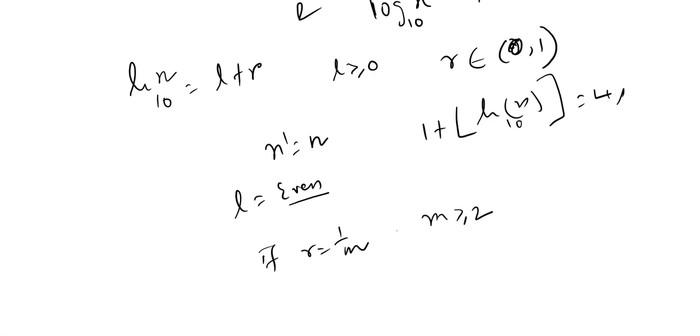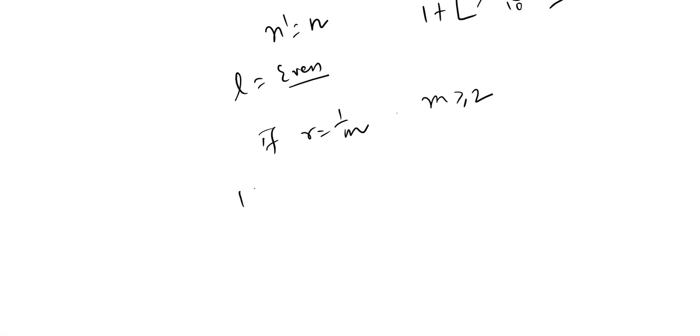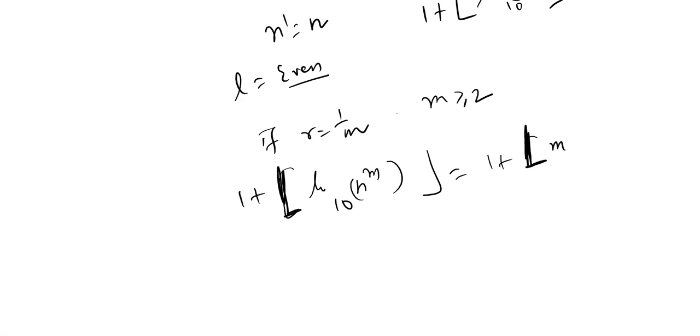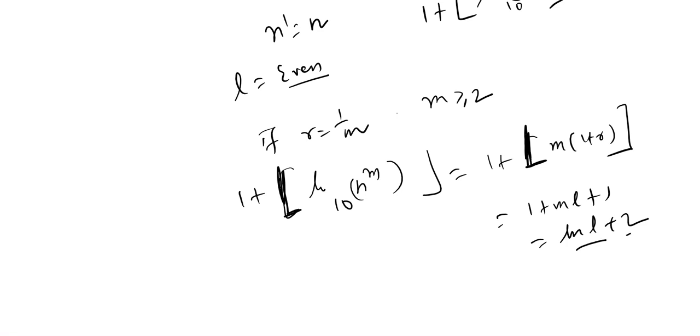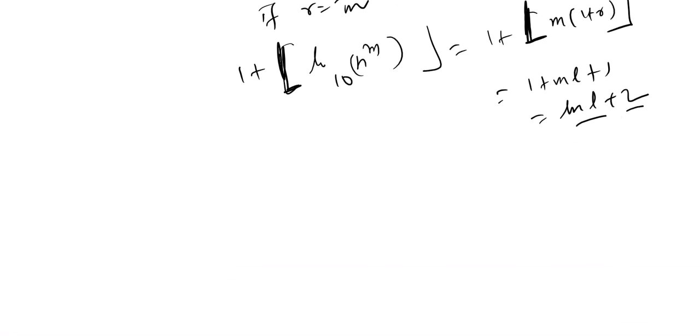So if r equal to 1 by m for some integer m greater than equal to 2, then 1 plus log n to the power m base 10 is equal to 1 plus m into l plus r, so 1 plus ml plus 1, ml plus 2. ये एक इवन हो गया, as l even है तो ml भी तो इवन हो गया, even into odd, m के ऊपर कोई रेस्ट्रिक्शन तो है नहीं.